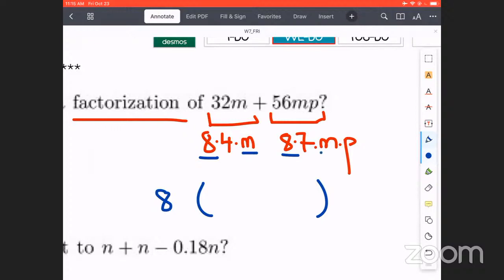So there is another common. The common thing doesn't always have to be a number. It can also be variables. So this time I'm going to pull 8m outside, not only the number. You got it. Awesome. So now inside the parentheses, what do I need to write down? What is left? Because I pulled out 8, I pulled out m, I pulled out 8, I pulled out m. What is left?